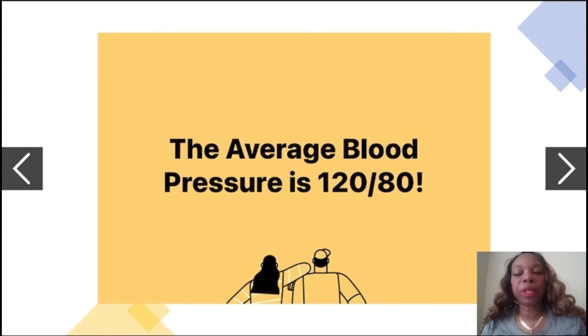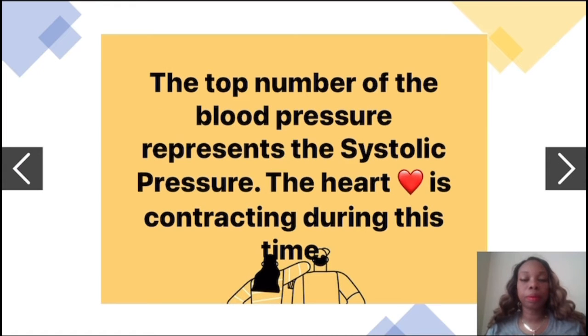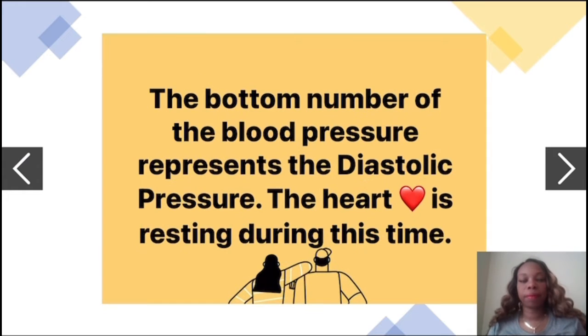The average blood pressure is 120 over 80. The blood pressure is written similar to a fraction, the top number over a bottom number. The top number of the blood pressure represents the systolic pressure. The heart is contracting during this time. The bottom number of the blood pressure represents the diastolic pressure. The heart is resting during this time.